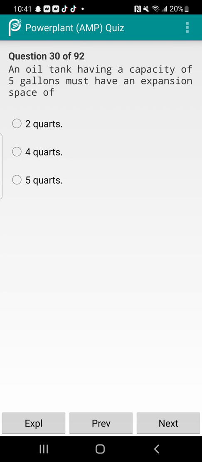An oil tank having a capacity of 5 gallons must have an expansion space of 2 quarts.